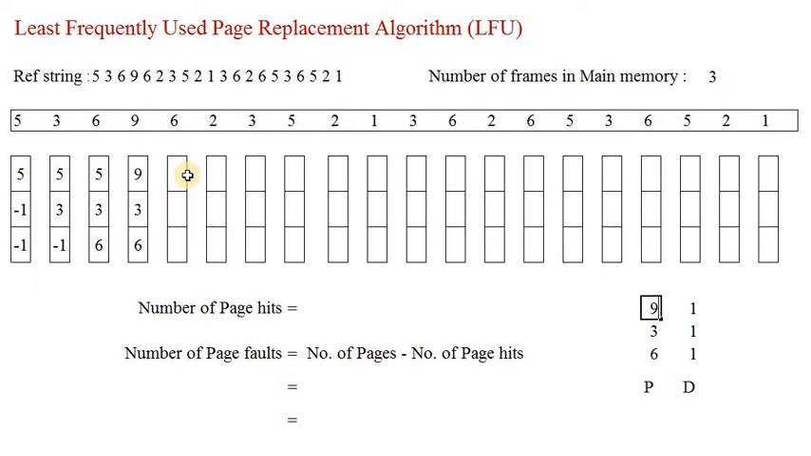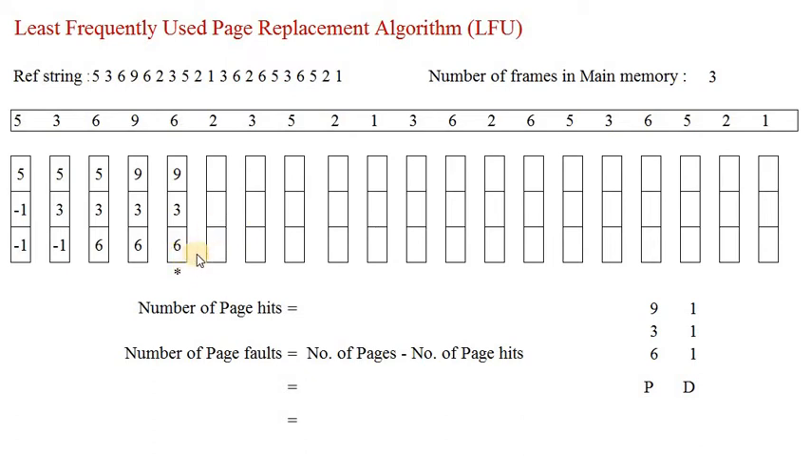In the next iteration, 6 has to be inserted. 6 is already there in the main memory, 9 3 6, so no need to worry about this. There will be a page hit, and a page hit can be denoted with a star. Star indicates that the required page is already there in the main memory. Already being in the main memory means it is a page hit.